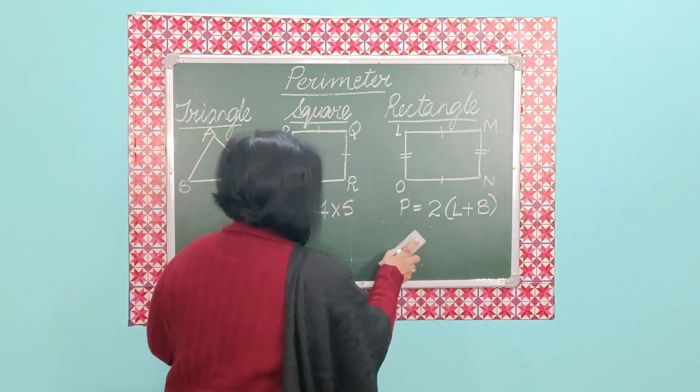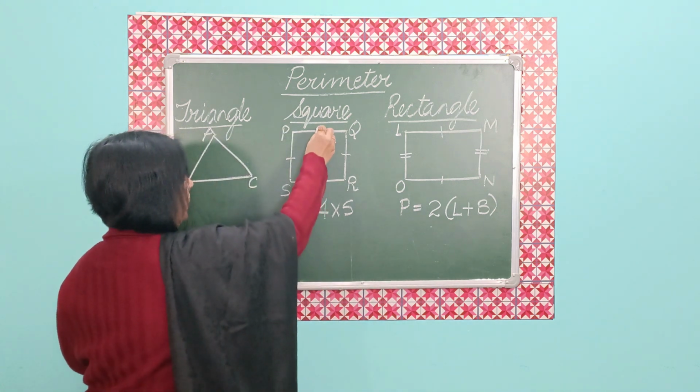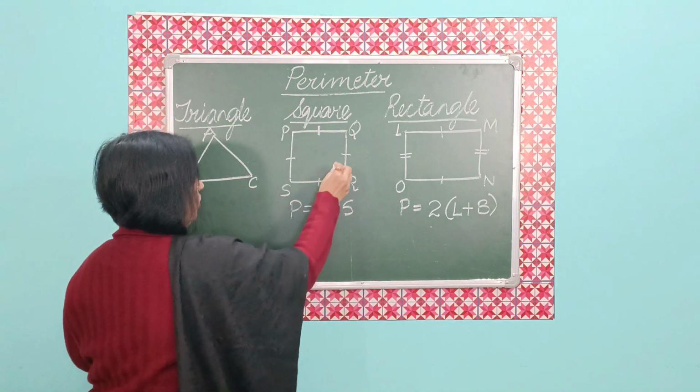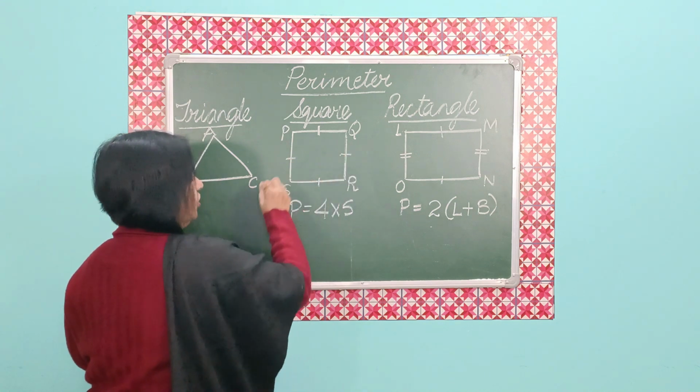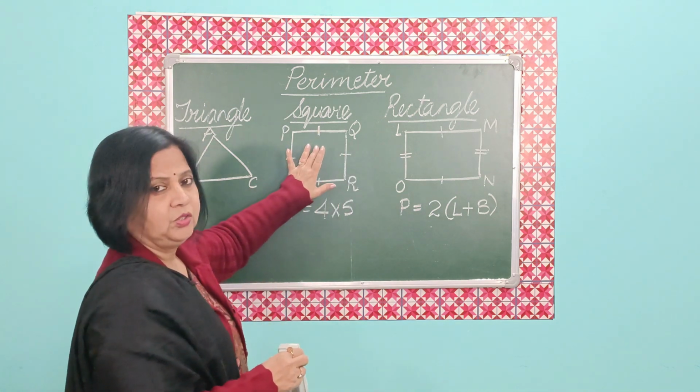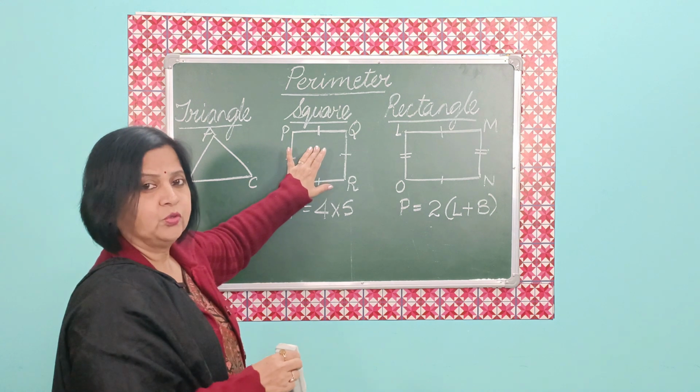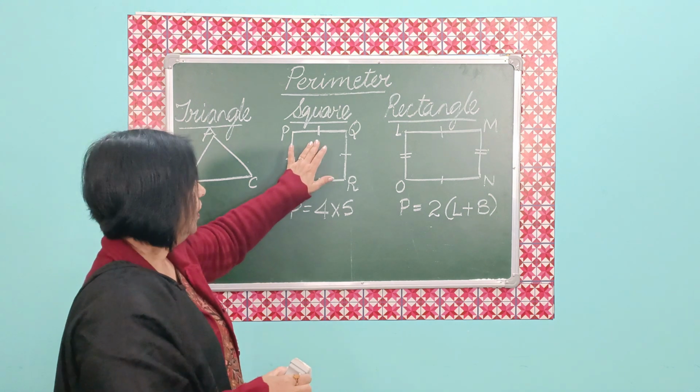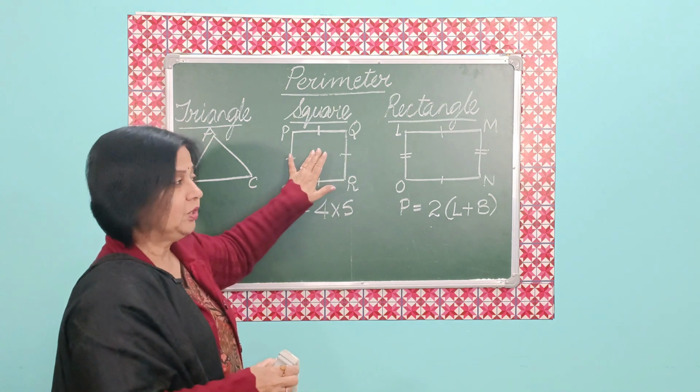Now what is the difference? A square has got all four sides equal. That's why you can see I've drawn these small dashes over here. This means that they are equal. So this is the speciality of a square. Of course it is a four-sided figure, but all sides are equal.